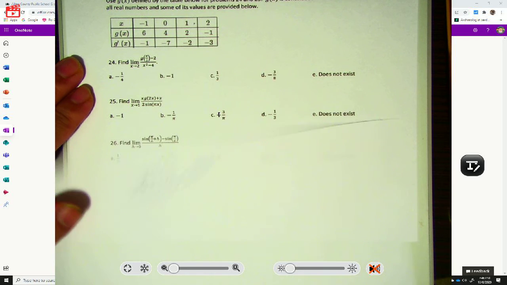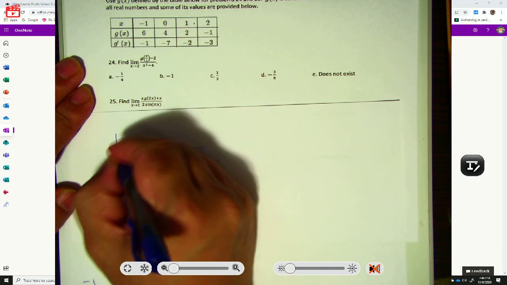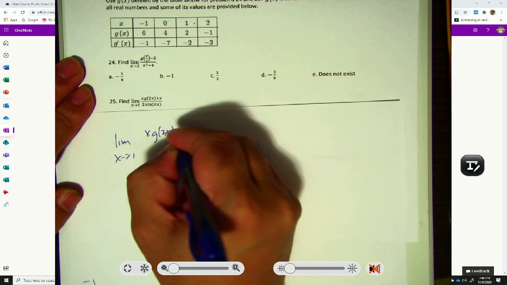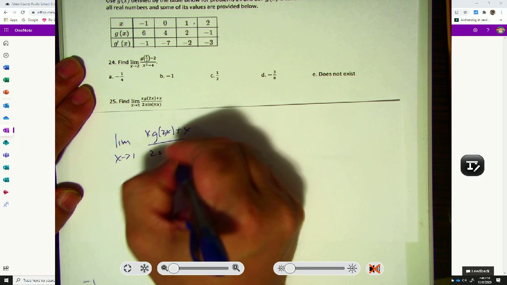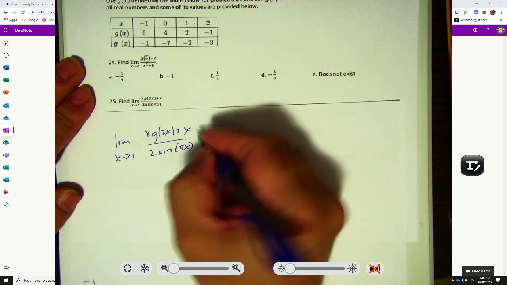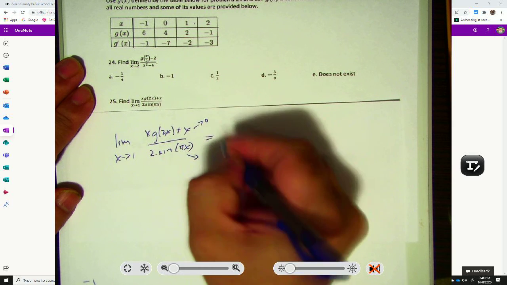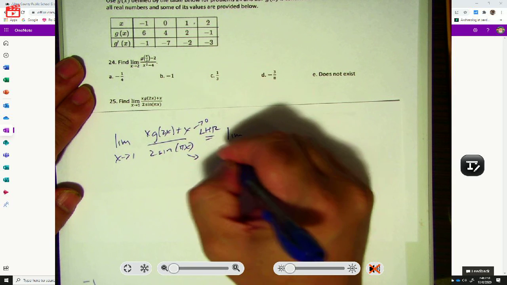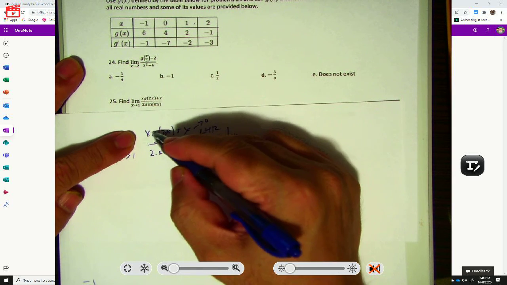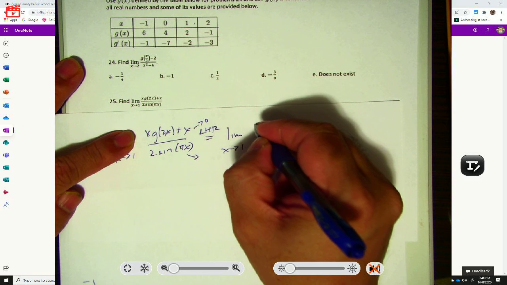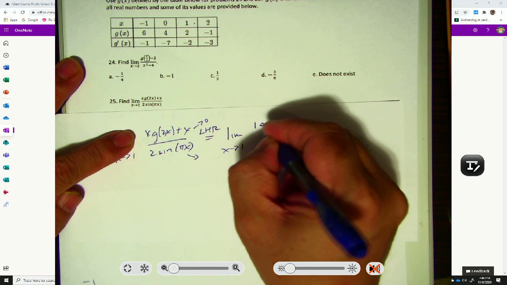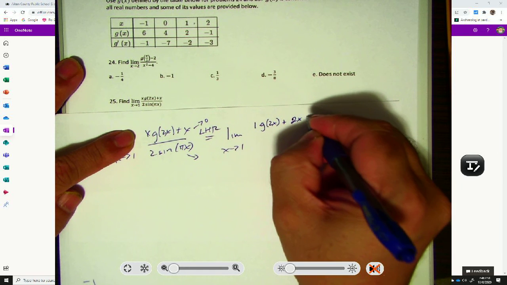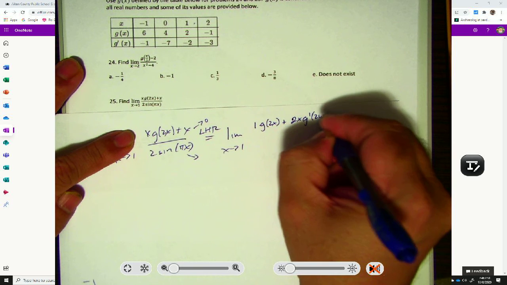So we can apply L'Hopital's rule. Let me just copy it real quick: x g of 2x plus x over 2 sine pi x. Alright, we have shown that the numerator is going to 0, the denominator is going to 0. So we're going to apply L'Hopital's rule. Product rule here, x times g of 2x, that's going to be 1 times g of 2x plus 2x times g prime of 2x.